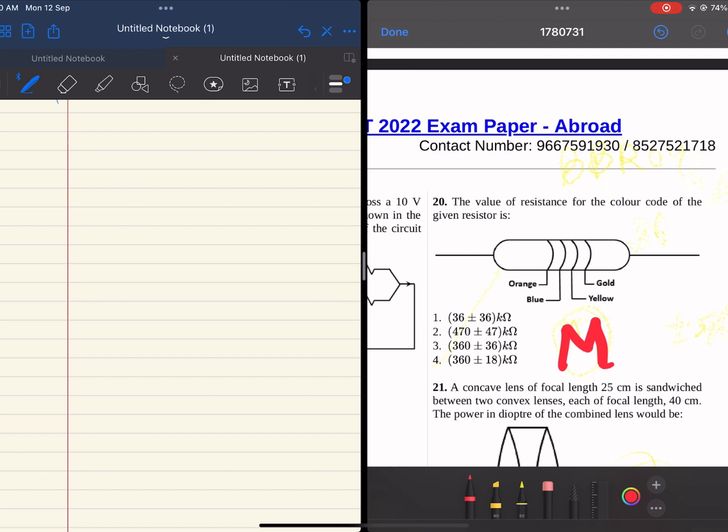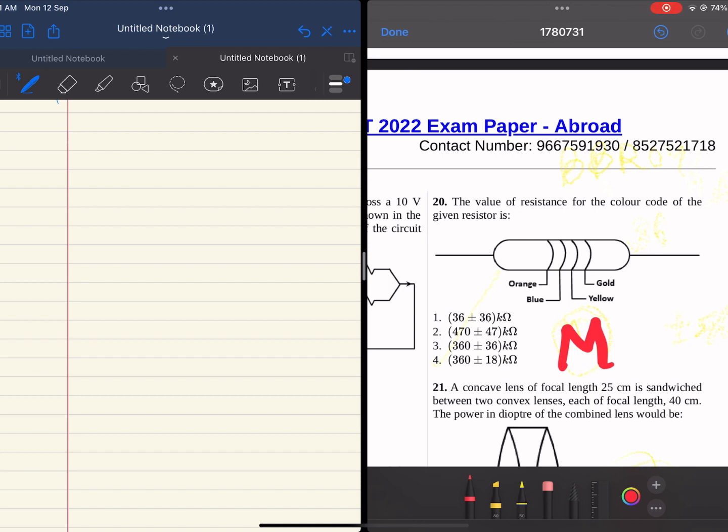Now the 20th question. The 20th question is a direct question based on the color code of carbon resistors. How do I solve this? We have to remember a mnemonic. B.B. Roy of Great Britain had a very good wife who had a gold silver necklace.